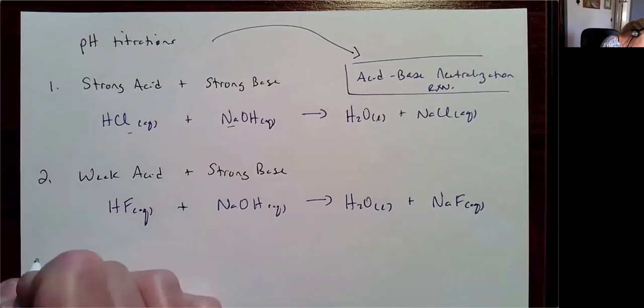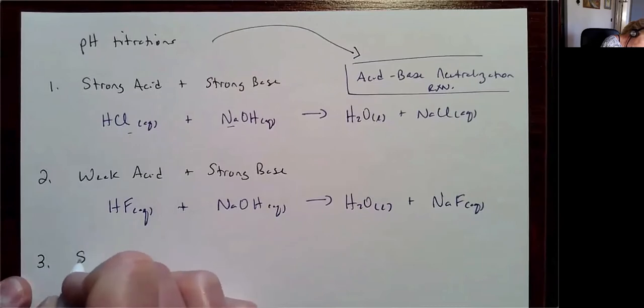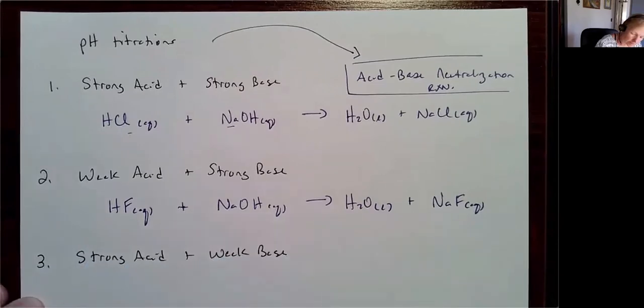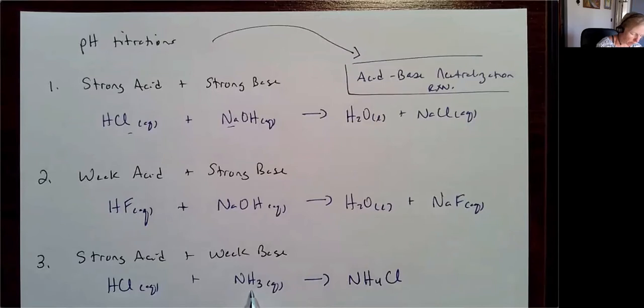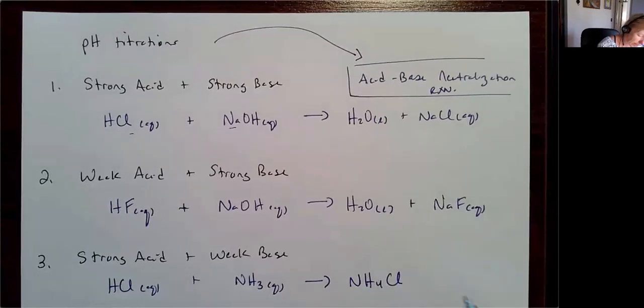My third option is I could have a strong acid plus a weak base. So this might be something like, we'll use HCl again, and my weak base might be ammonia, NH3. So my products of this are going to be NH4Cl, where I'm going to pick up this hydrogen ion. It's going to bind with my weak base here and become NH4+, my ammonium polyatomic ion, which is the conjugate acid, and then I'm just going to have chloride ions. So this is going to be in solution.